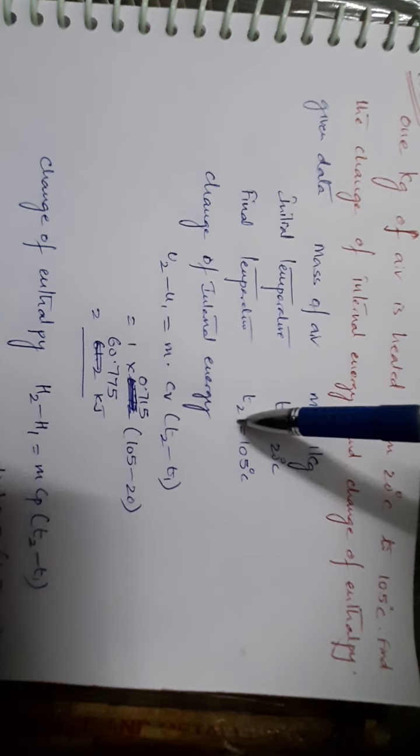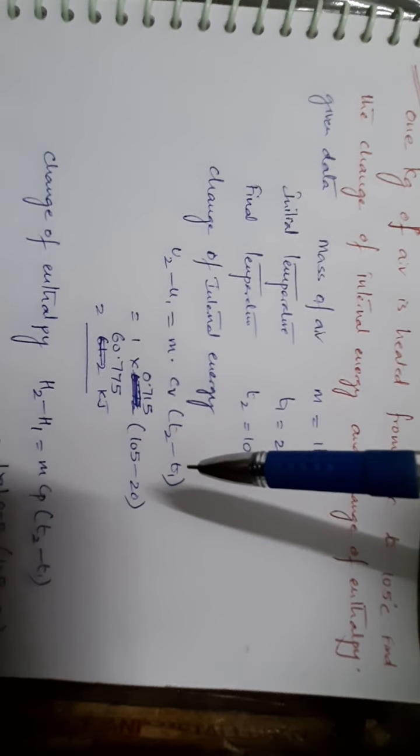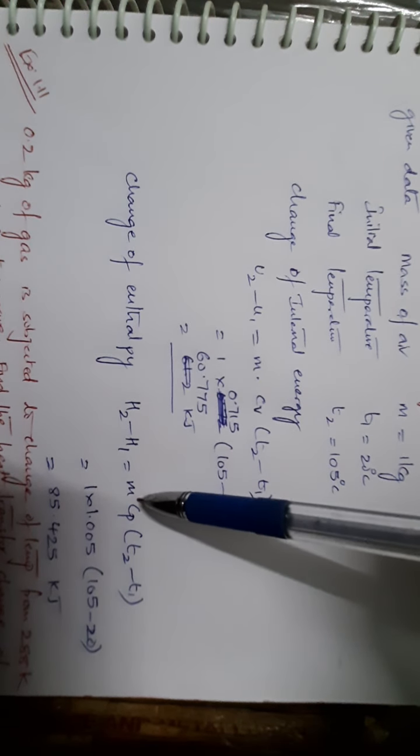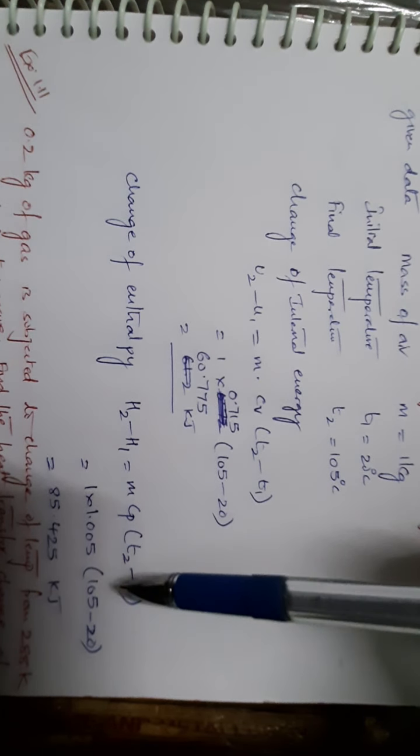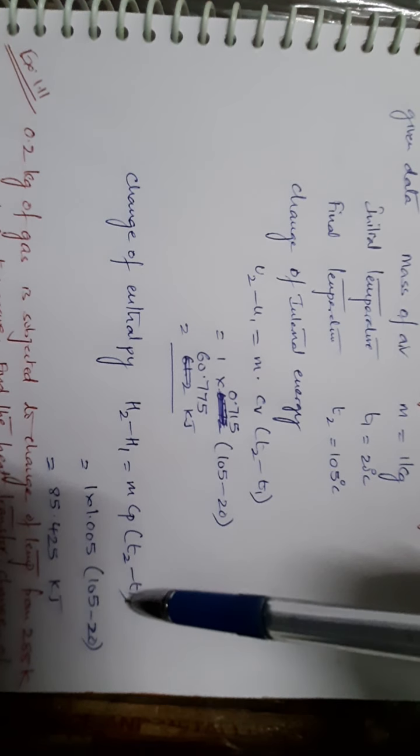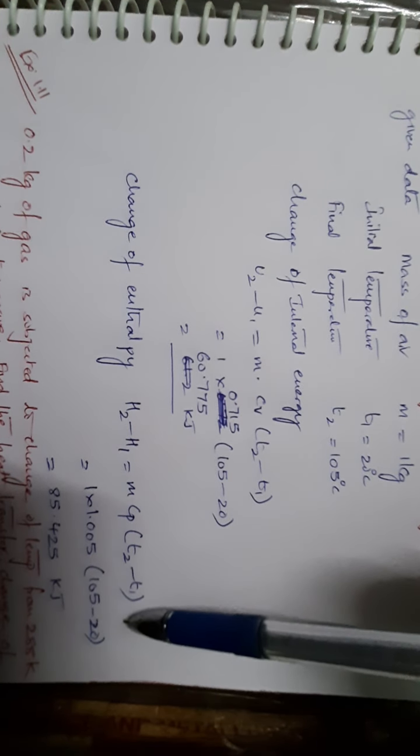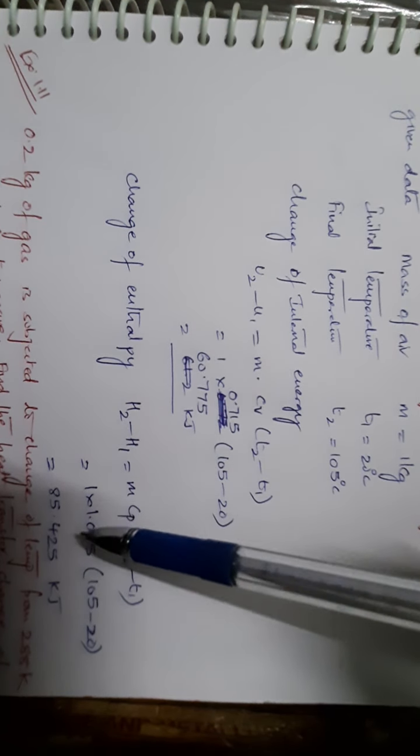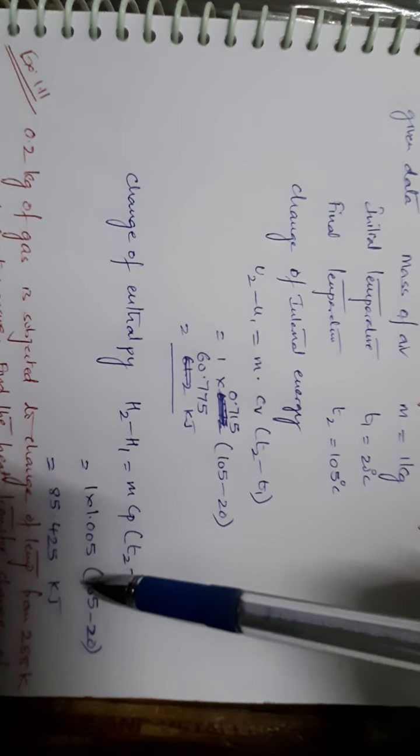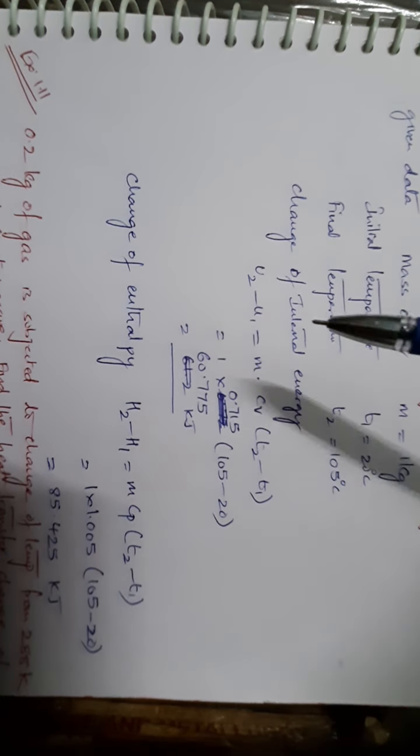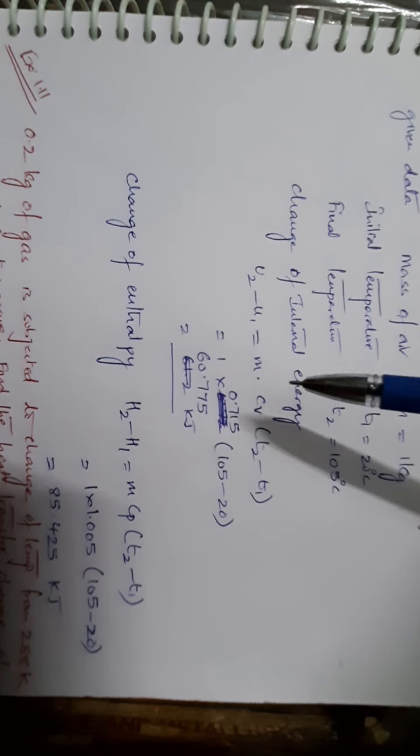So the change in internal energy is U2 - U1 = m Cv (T2 - T1). The change in enthalpy is H2 - H1 = m Cp (T2 - T1). So m into Cp, 1.005, into (105 - 20), almost you are going to get 85.425 kilojoules.